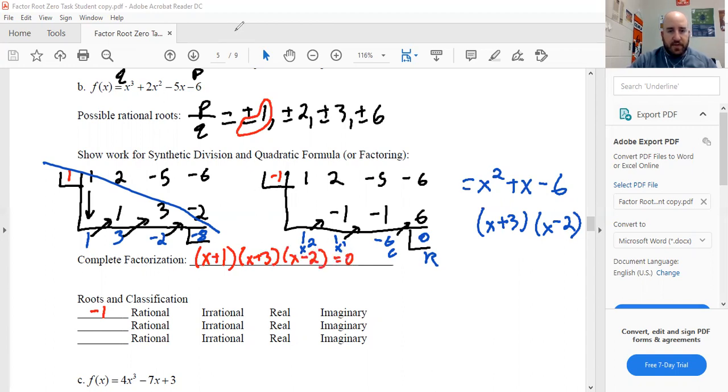And again, we're picturing this set equal to 0. So there's where I get the negative 1. What cancels out positive 3 is negative 3. What cancels out negative 2 is positive 2. So negative 3 and positive 2 are my last two roots. And again, I'm just going to write them out this time. If you have the packet printed out, you can circle real and rational.